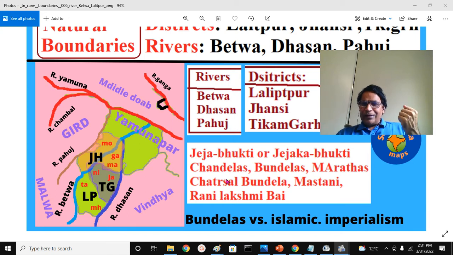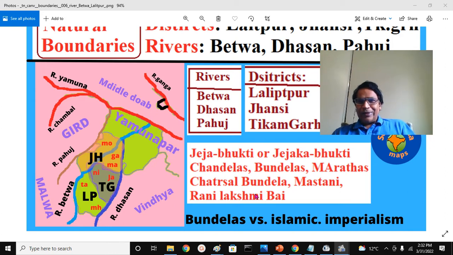The greatest Bundela known very well is Chhatrasal Bundela, who was the father-in-law of Bajirao, the mighty warrior of the Maratha Peshwas, and his daughter, the famous Mastani, was the second wife of Bajirao the Peshwa. Another famous Bundela warrior and ruler is Rani Lakshmi Bai of Jhansi during the Sipai mutiny.